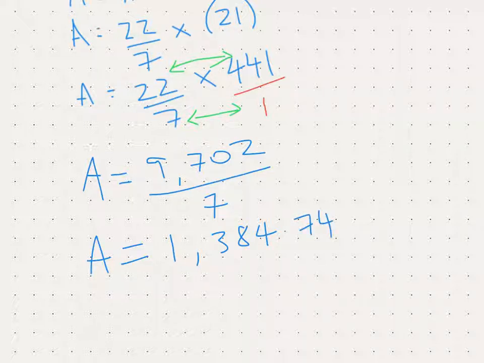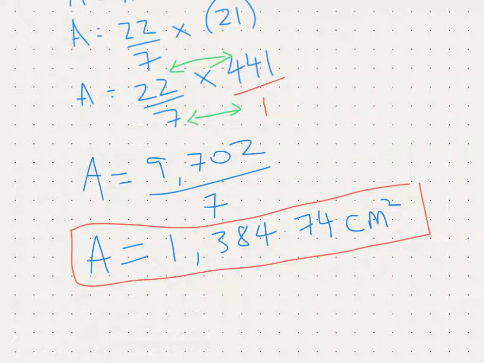Never mind. So, we don't have units. We need to include our units. So that's centimetres squared. We double check all of our calculations, and when we're happy, we highlight our answer and we can move on.